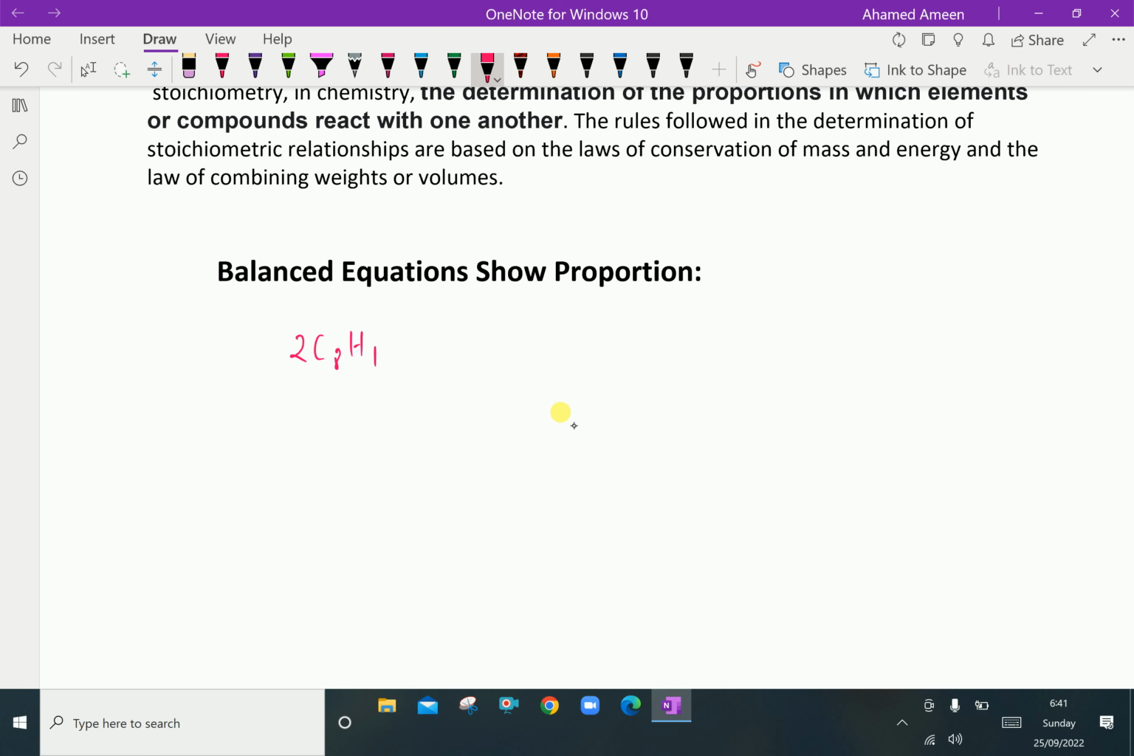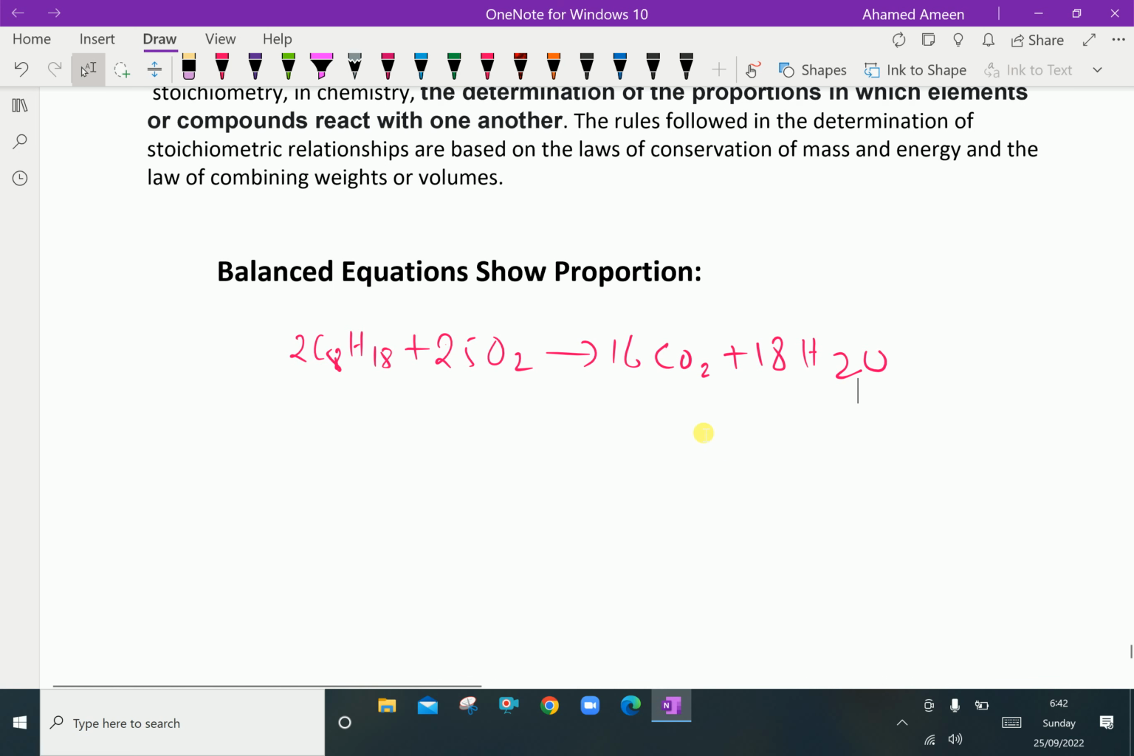2C8H18 plus 25O2 gives 16CO2 plus 18H2O. This equation shows 2 molecules of C8H18 and 25 molecules of oxygen O2 give 16 molecules of CO2 plus 18 molecules of H2O.